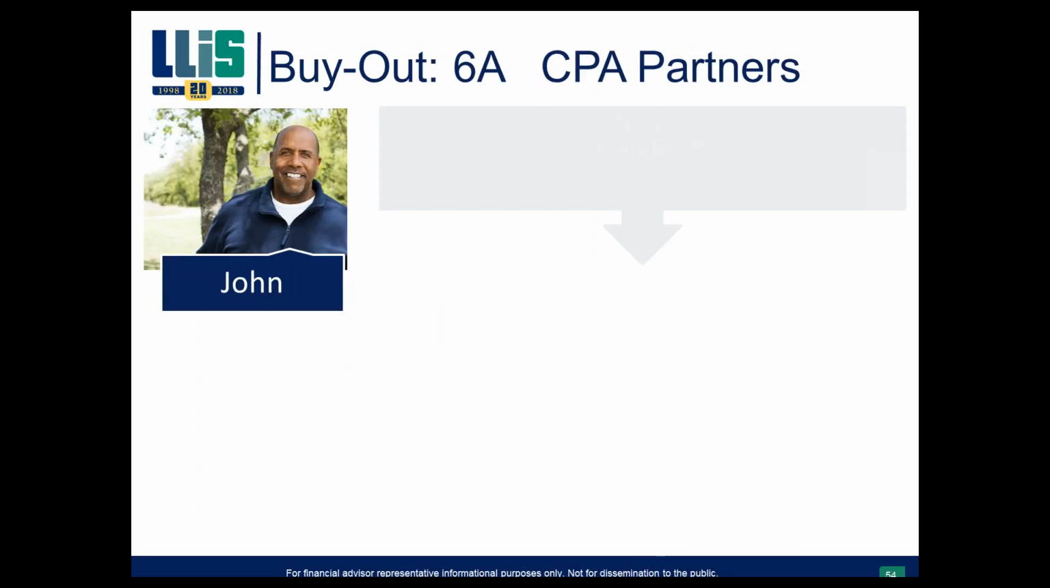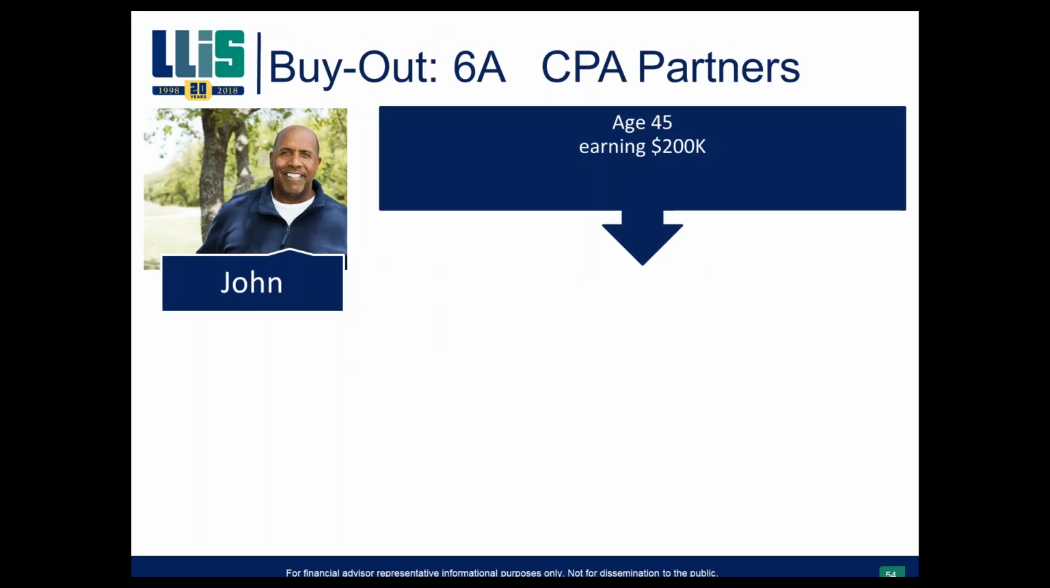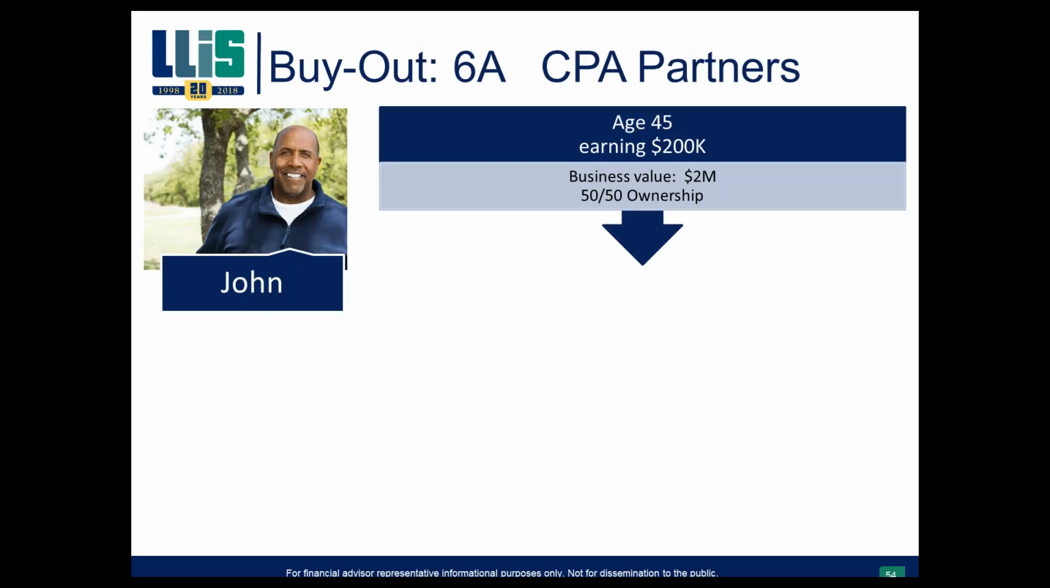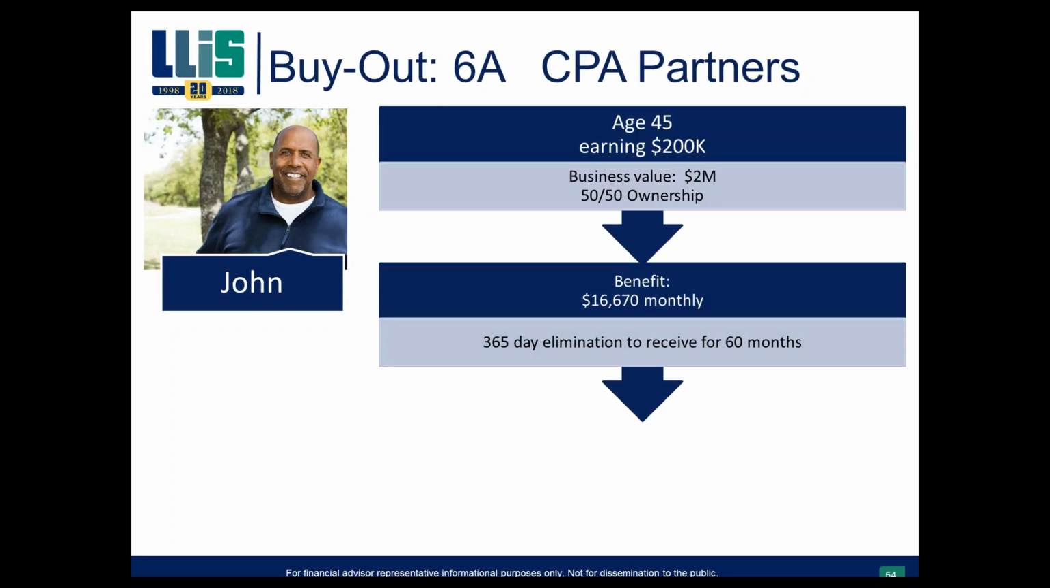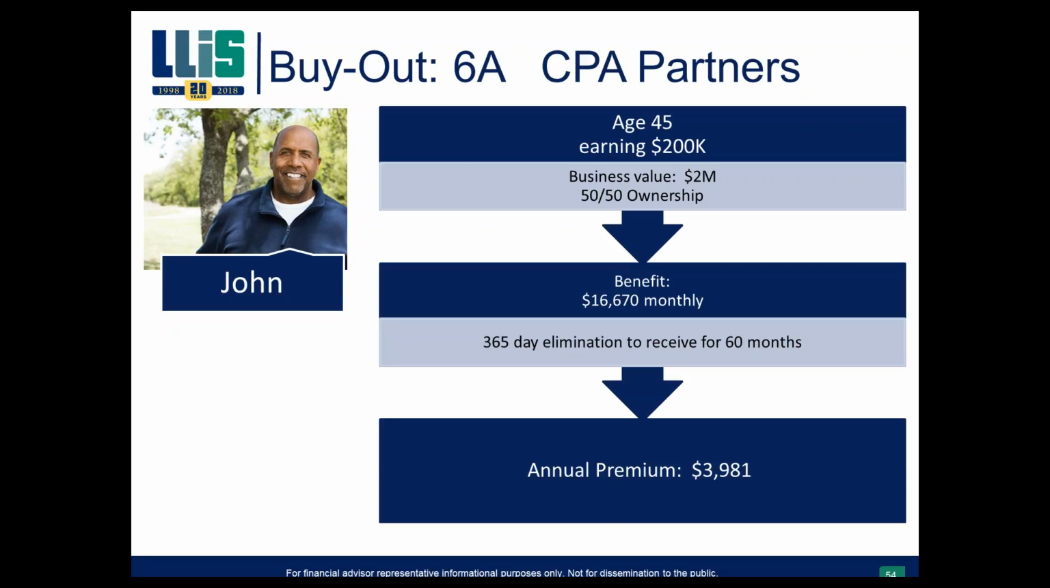This is a CPA firm. We've got John. He's 45. He earns about $200,000, and the business value is $2 million, and it's between him and another partner. So there's a 50-50 ownership there. So his monthly benefit to buy out would be $16,670, and his elimination period is 365, and we went all the way to 5 years for him, or on this plan. And his premium's just under $4,000.